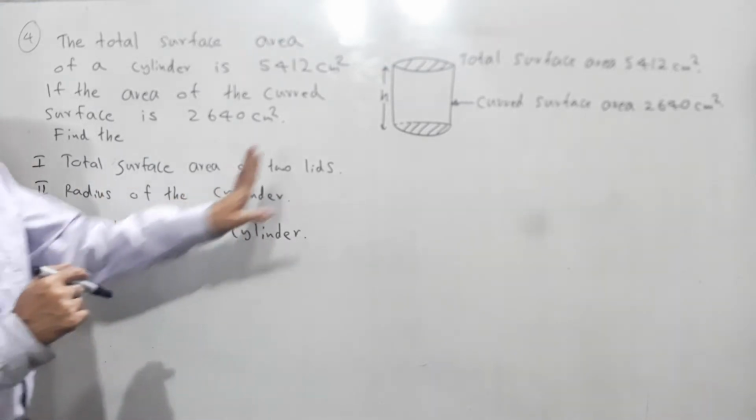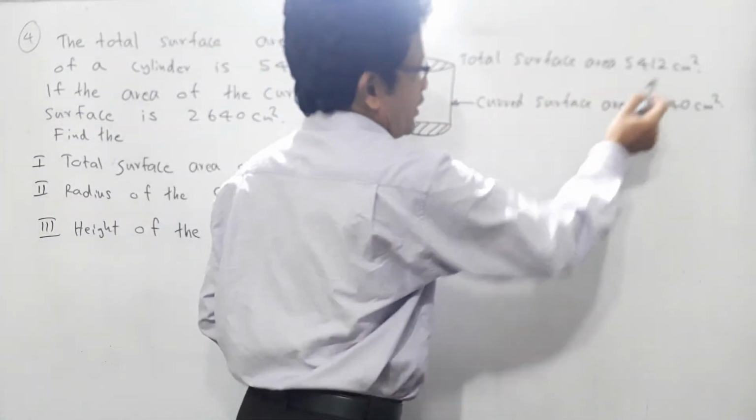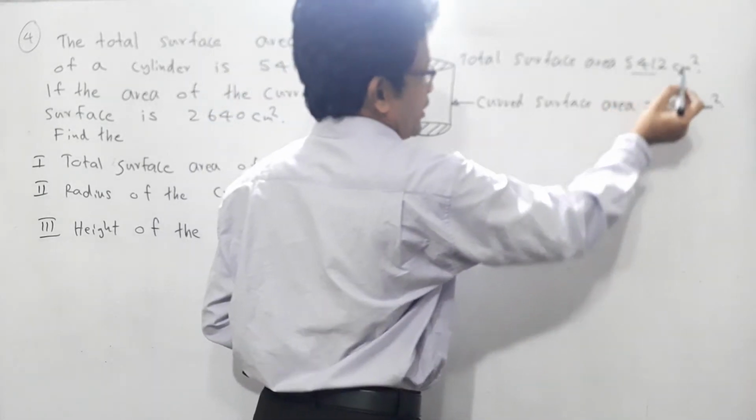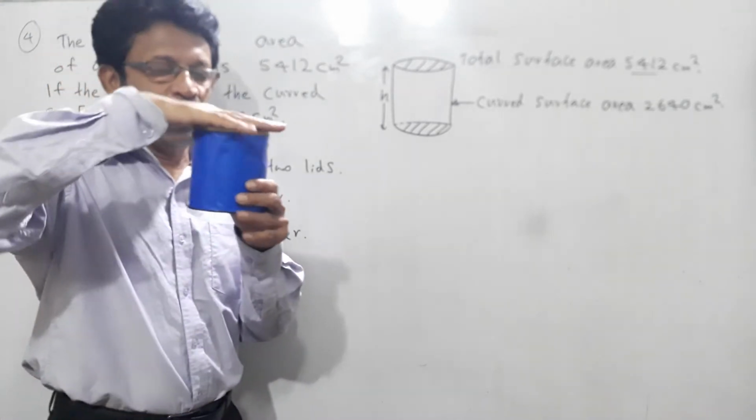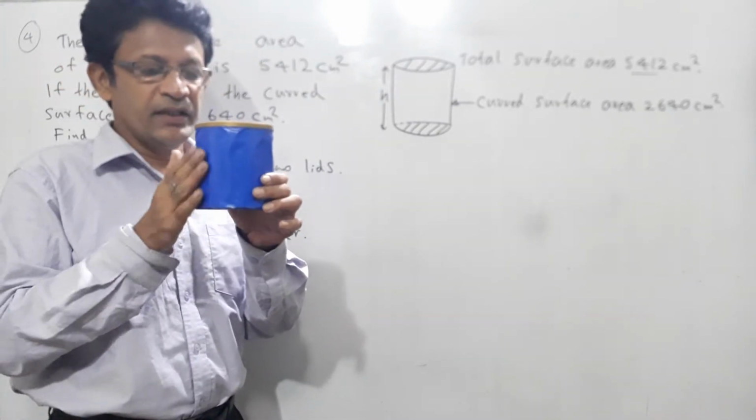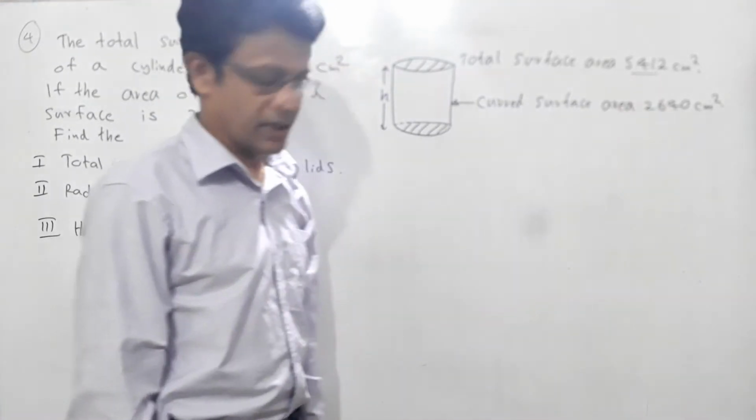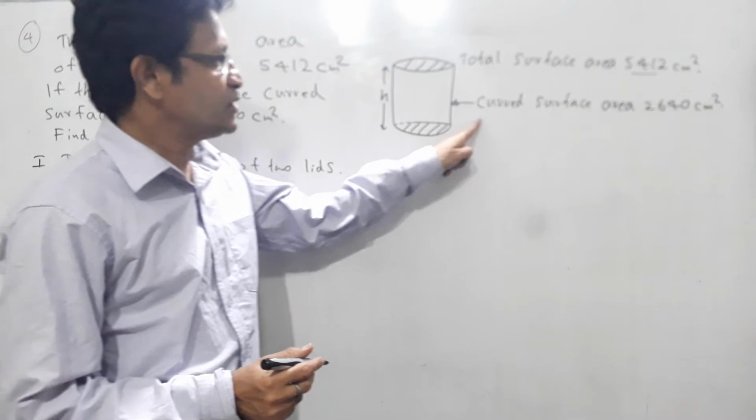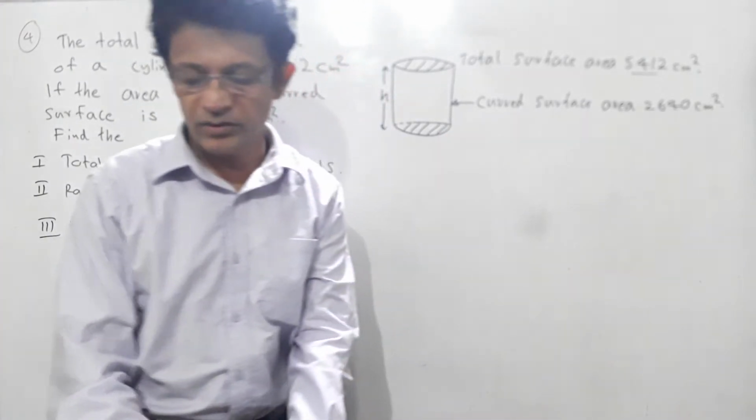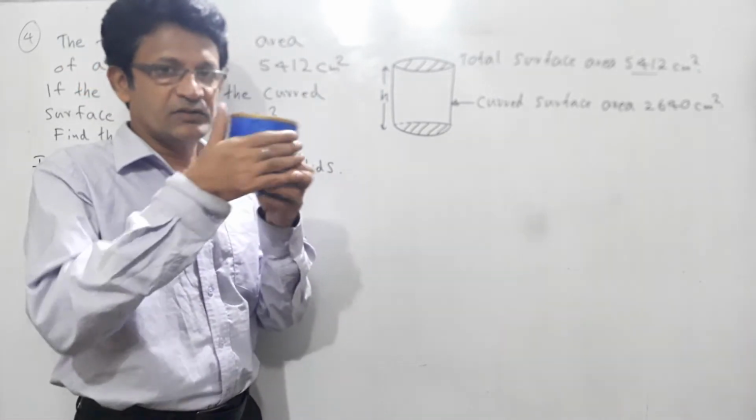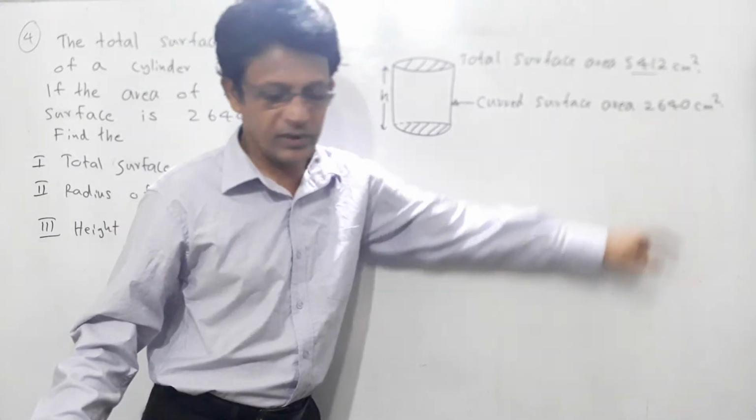That means the cylinder is given. Here the total surface area equals 5412 centimeters square. That means if you take the cylinder like this, the whole area, the upper lid, the lower lid and the curved surface, total equals 5412 centimeters square. Then the curved surface area equals 2640 centimeters square. Curved surface means this, the curved surface.